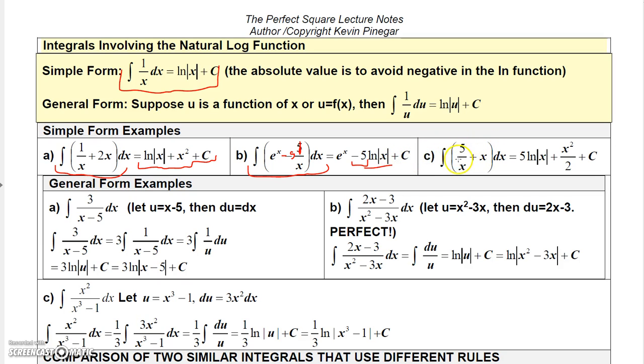And then here's another one. This is 5 times 1 over x. So if you integrate 5 times 1 over x, it's 5 times the natural log of the absolute value of x. And of course, you know how to integrate x, and then you add your constant. So that's the simple form.